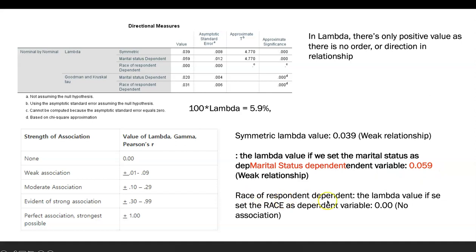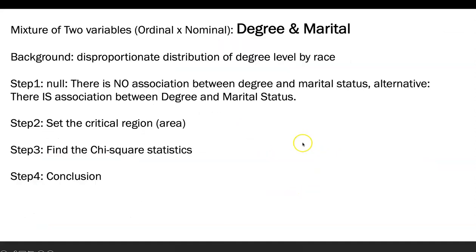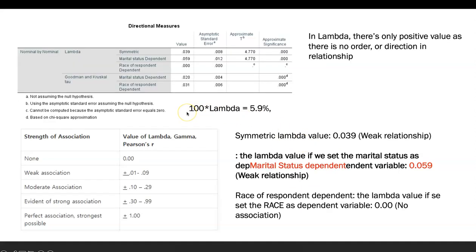When race of the respondent is dependent, the lambda value is 0.00. So there is no relationship. The interpretation is that when you multiply the lambda value by 100, you get 5.9, which means 5.9% of the variation of marital status can be explained by the independent variable, race. So that will be a weak relationship, and we are not able to have very strong confidence or prediction power, even though we know the independent variable, race.